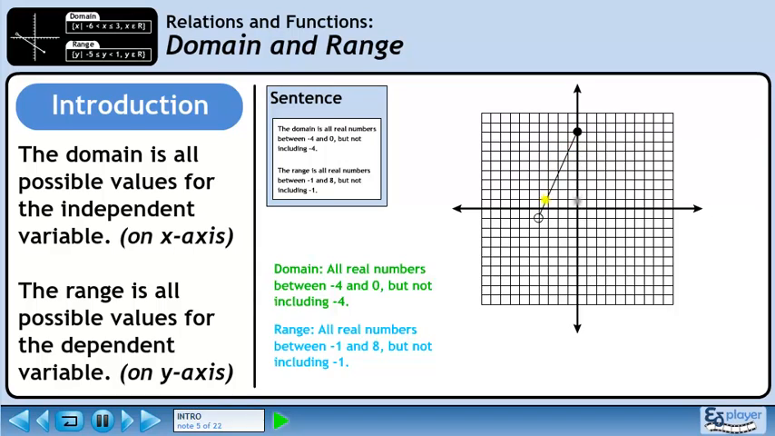Once again, the yellow circle is tracing the line. The shadow is on the y-axis this time, and it traces out all the allowed y values. This is expressed in sentence form as, the range is all real numbers between -1 and 8, but not including -1.